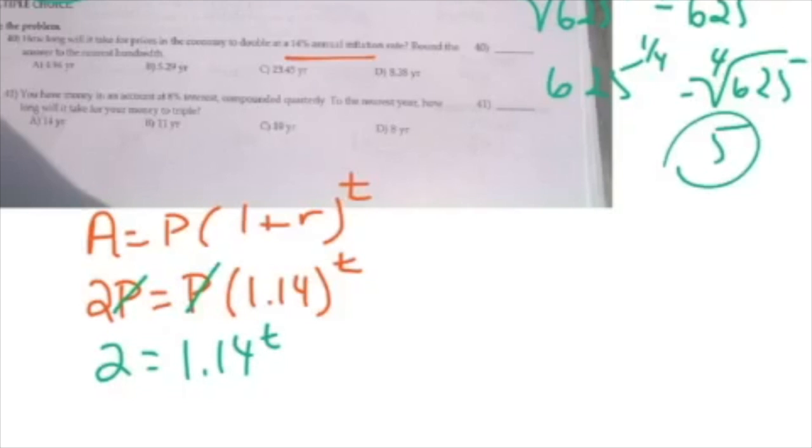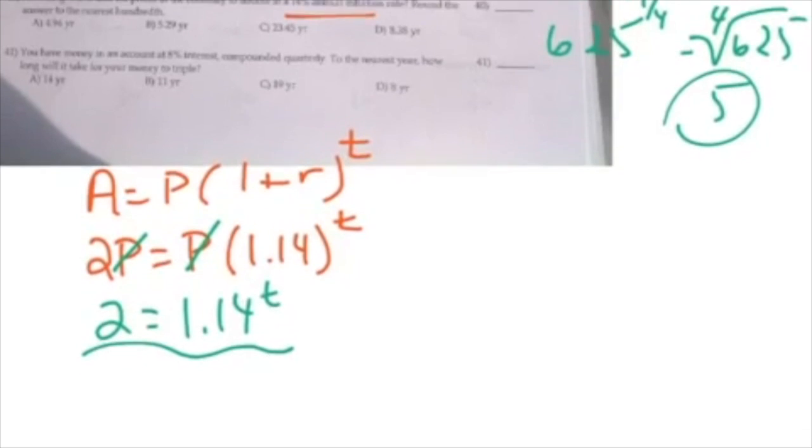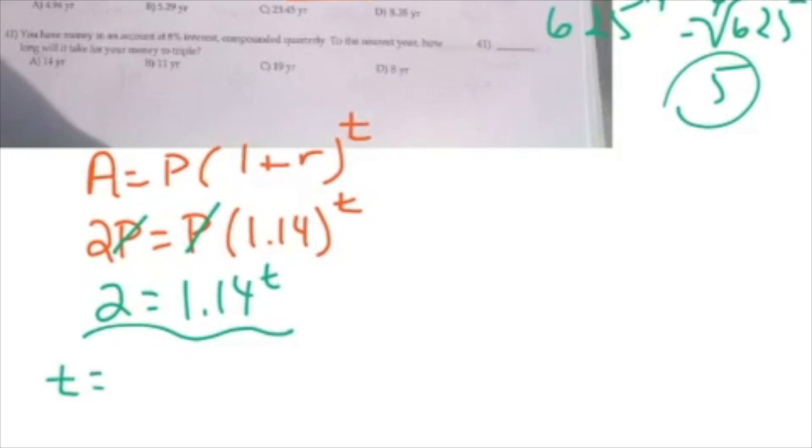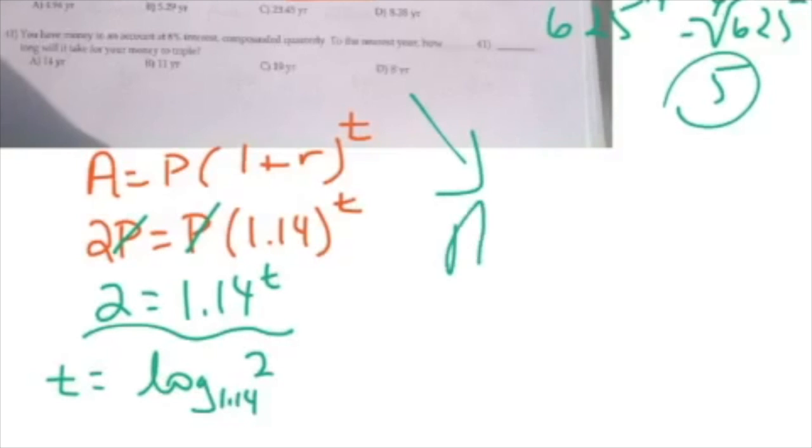So anyway, now when you're going to solve that, remember, whenever you're trying to get a variable out of the power, you have to do a logarithm. So this becomes the log of 2 base 1.14. Remember, 1.14 is the base of the power, of the exponent. It's also the base of the logarithm. Let's not forget that.